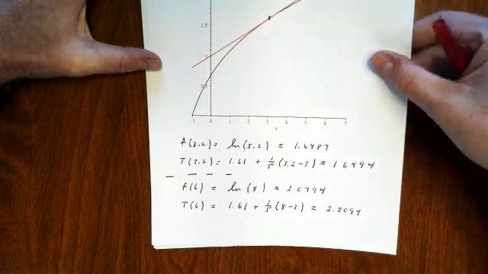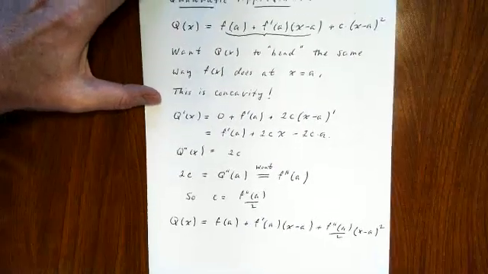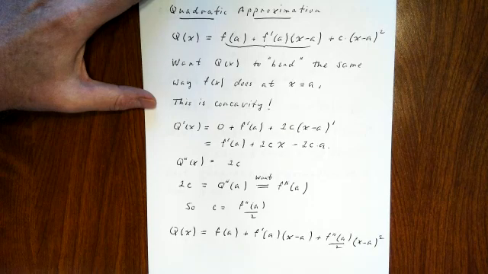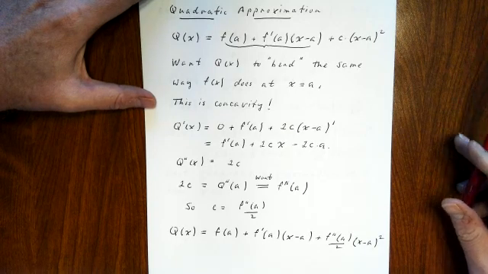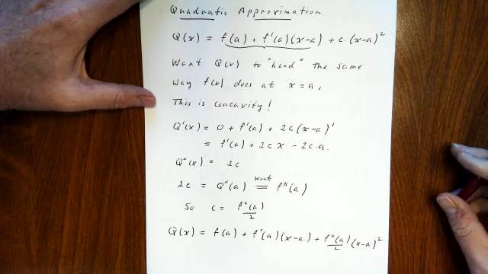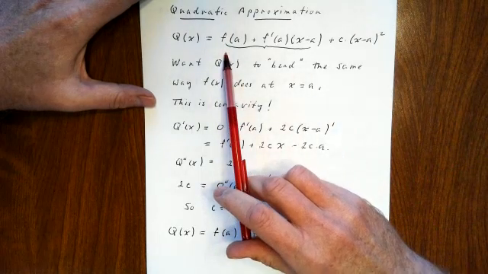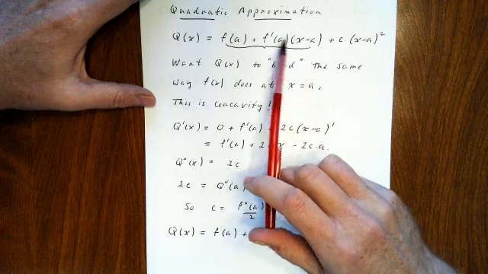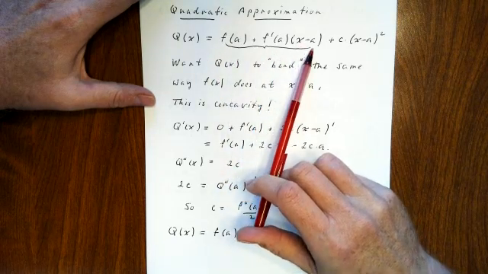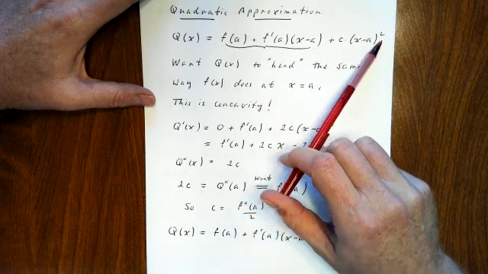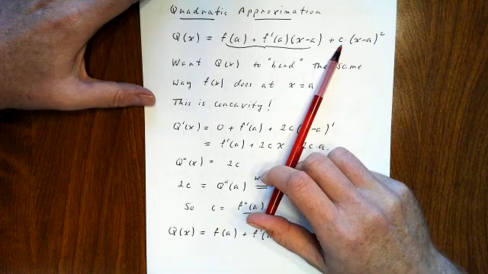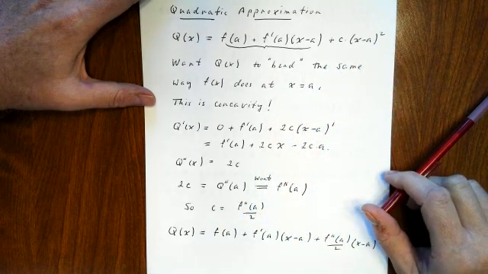Now that's Calculus 1, the tangent line. What we're going to be doing in the next couple days is looking at better and better approximations. So we're going to start with the tangent line, and we're going to construct what's known as a quadratic approximation, a degree 2 approximation. We're going to take the tangent line formula from before, f of a plus f prime of a times (x minus a), plus c times (x minus a) squared, and we want to find the value of c that gives us the best quadratic approximation.